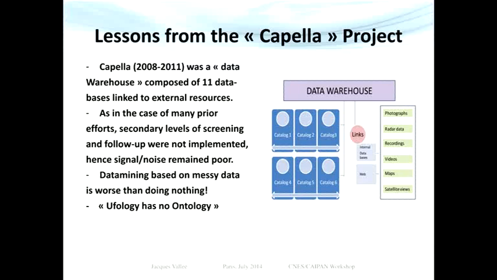The database had a number of links to external non-structured data, like photographs, radar data, recordings, videos, maps, and satellites. So that there was a very wide range of types of information that could be collected together for specific purposes.